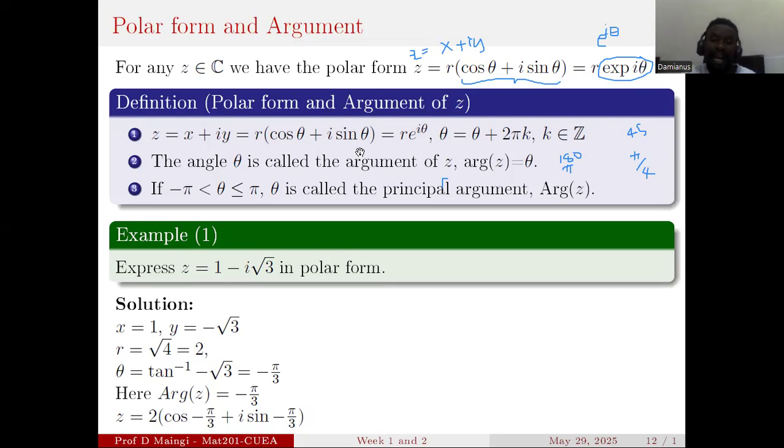So, when you're thinking of measuring angles, how do you measure angles? From this way, if you go in that direction, this is positive.